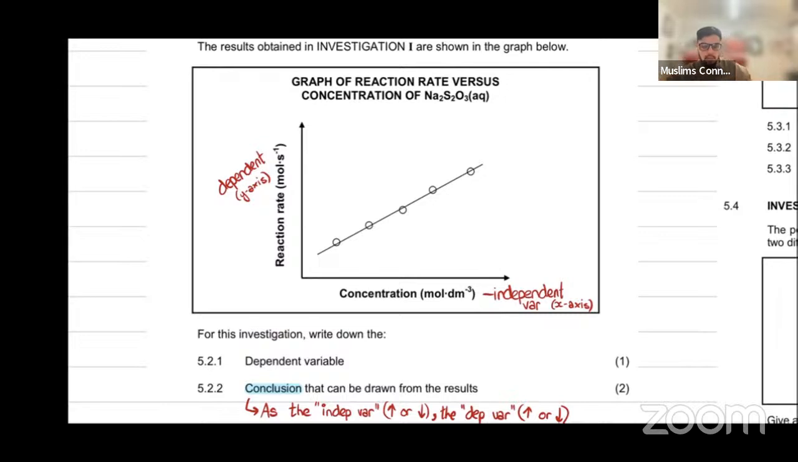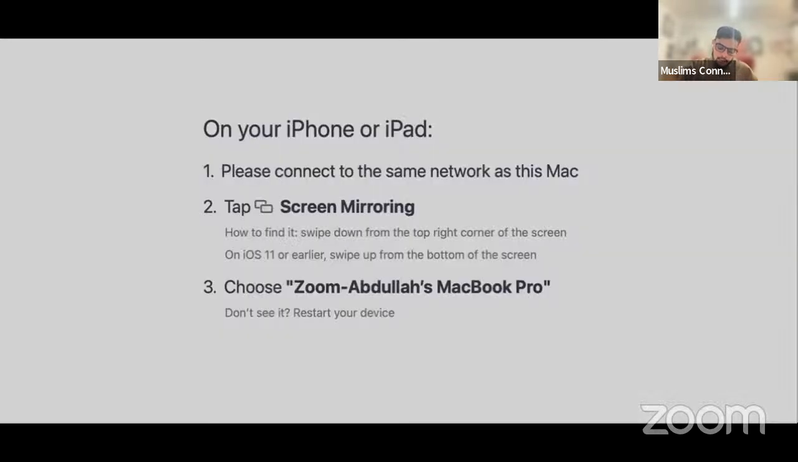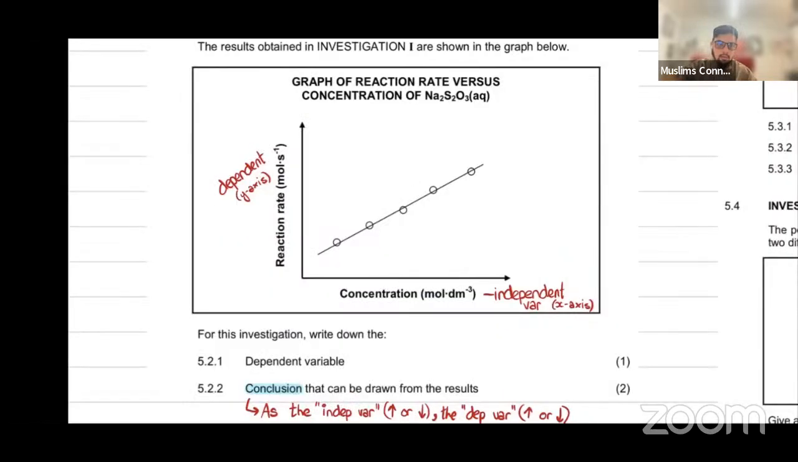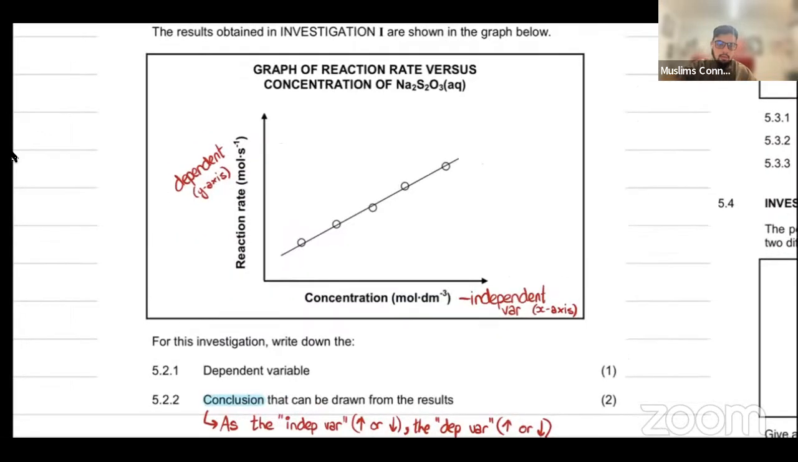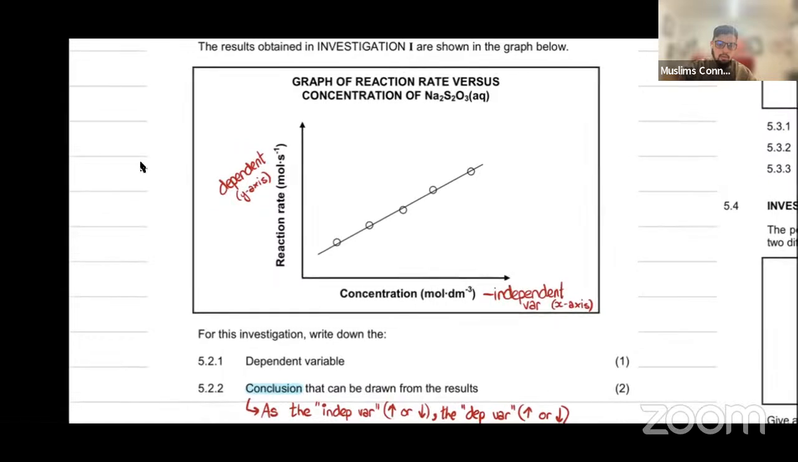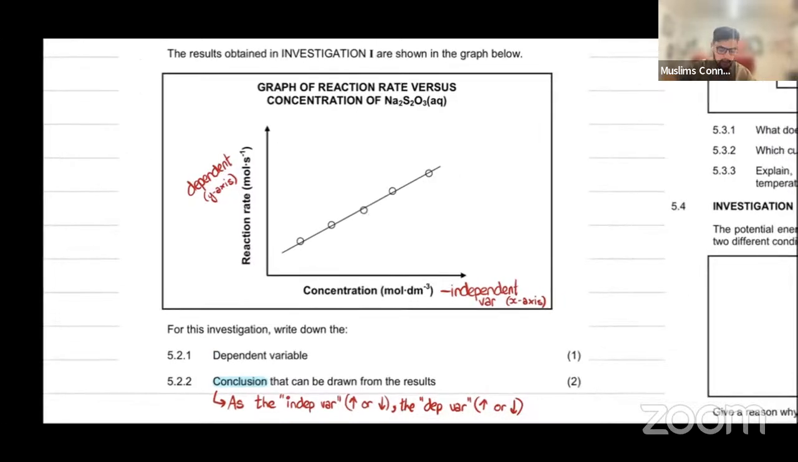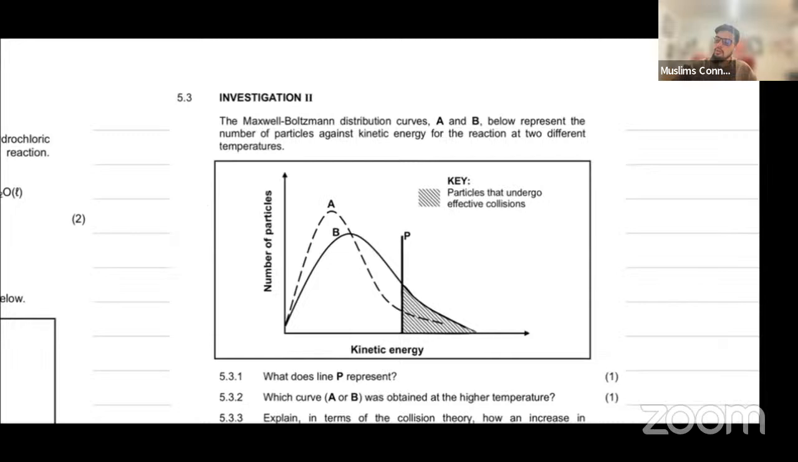No, look carefully. You're saying as reaction rate increases, the concentration increases. No. You are telling me as the dependent variable increases, the independent variable increases. Always the other way around. Yes, correct. The other way around. Be careful. So in this particular case, it would be as the concentration increases, the reaction rate increases. Look out for that.